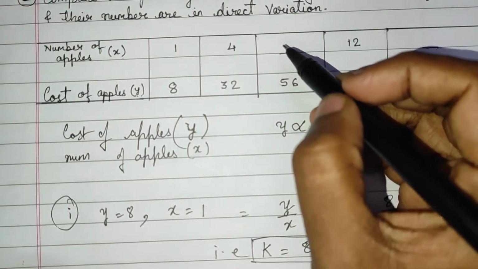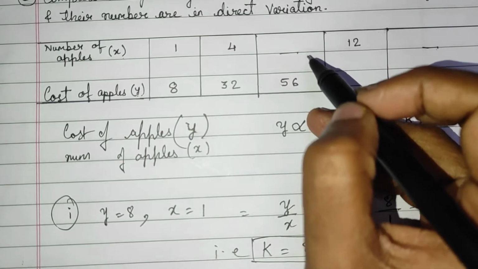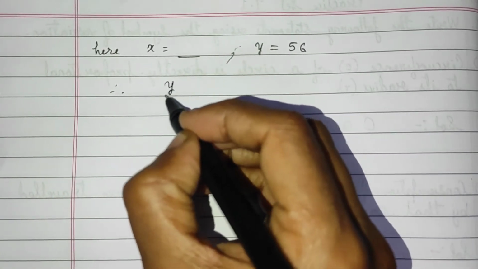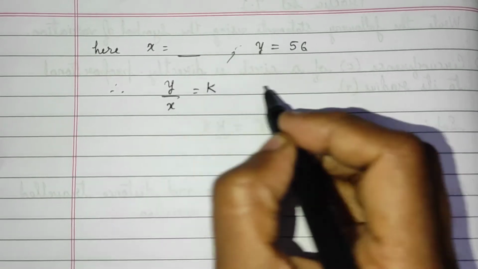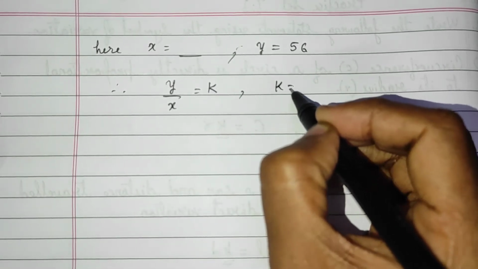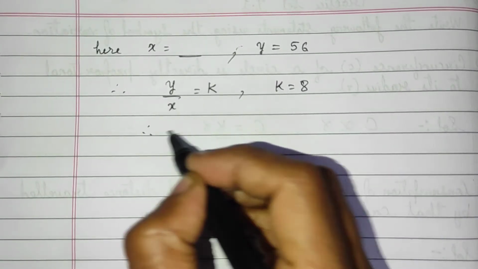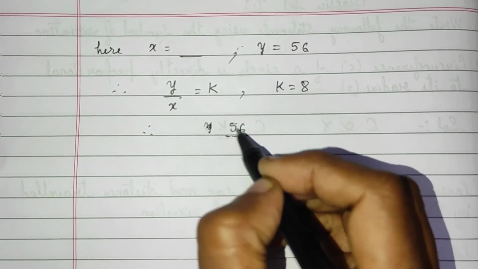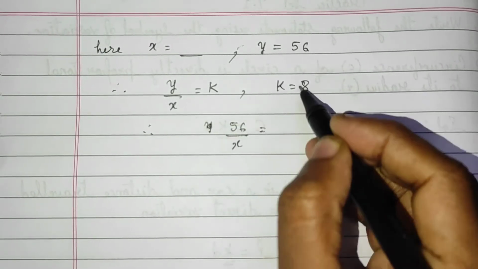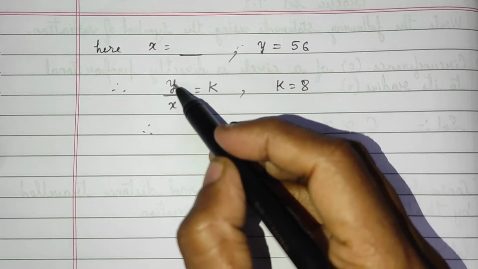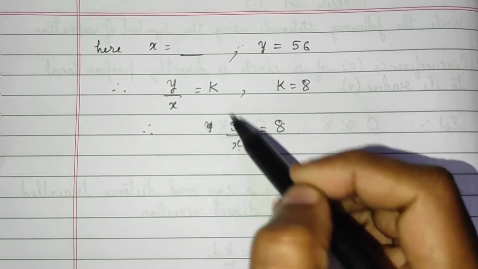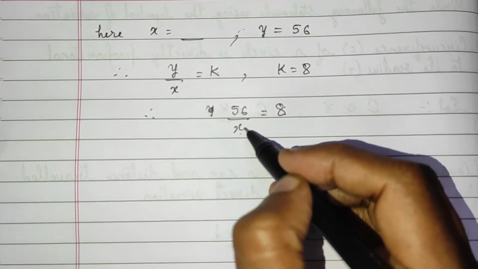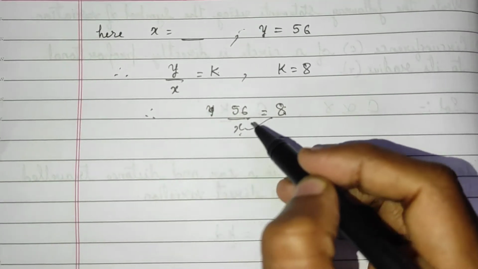So with the help of this, we will find out now this third value. So here y upon x is equal to k as we proved, and k is equal to 8. So therefore y we have 56, x we do not have, and k we have 8. So y का value लगाया, x as it is और k is 8. So now ये जो x है वो यहाँ जाएगा and 8 will come here.